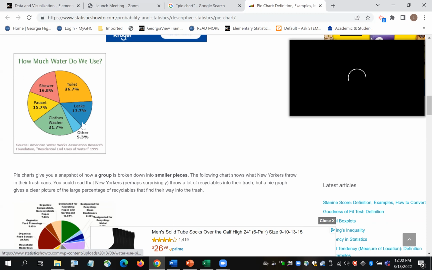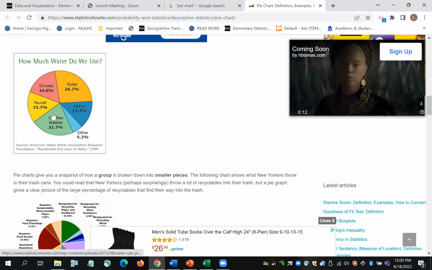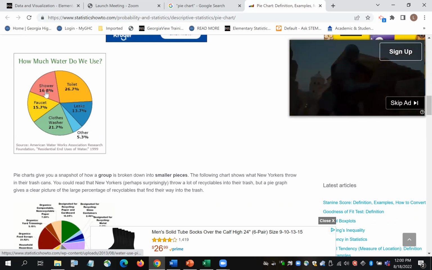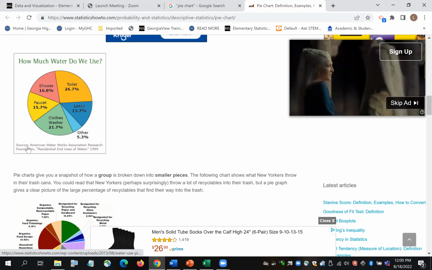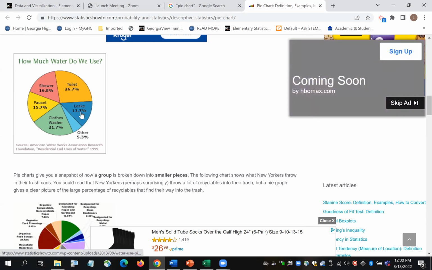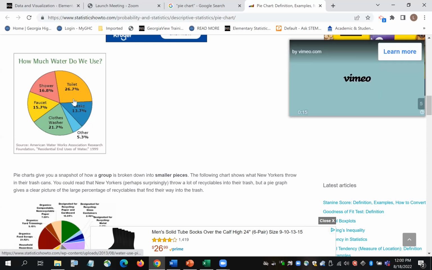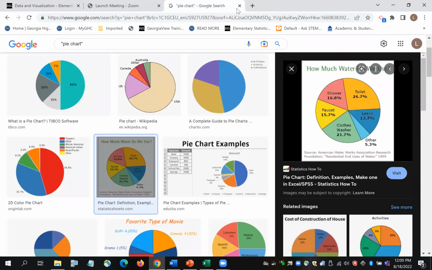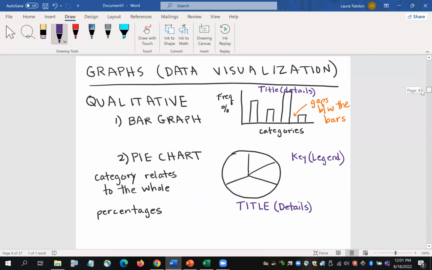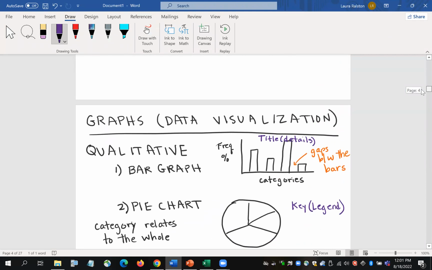So again, it's a very colorful way, but we can see all the different categories where we use water. Again, notice it does give us the source of the information. We get a title, and the labels are put into each slice along with the percentage. I assume you know what a pie graph looks like, but just to be safe, there you go. So those are the two that we primarily deal with for qualitative data.